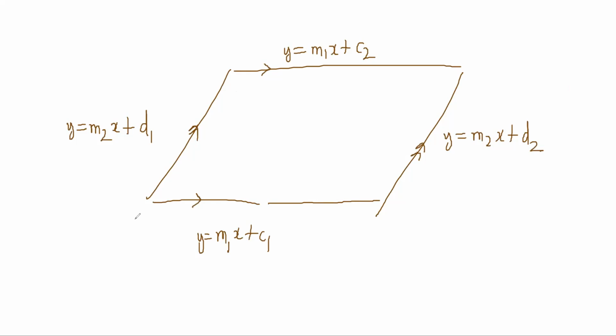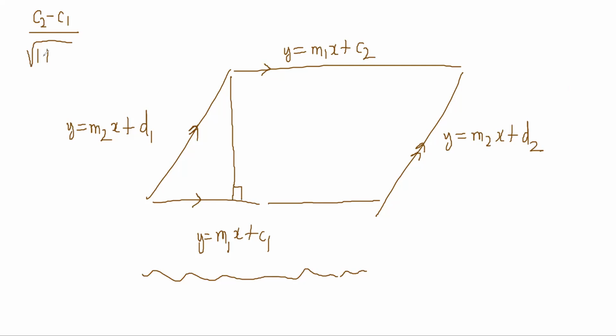Area of a parallelogram is base into height. So the base is this length, into height. This height is the distance between these parallel lines. So this height will be basically (c2 minus c1) by root over 1 plus m1 square. This is the height, H. And the base is this length.